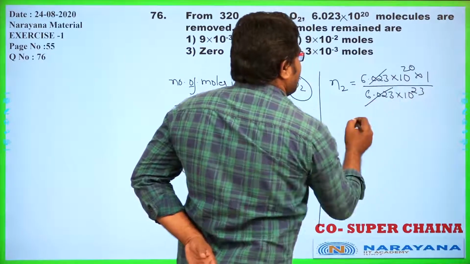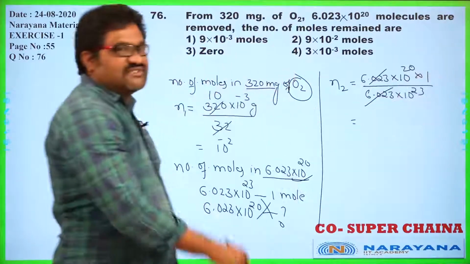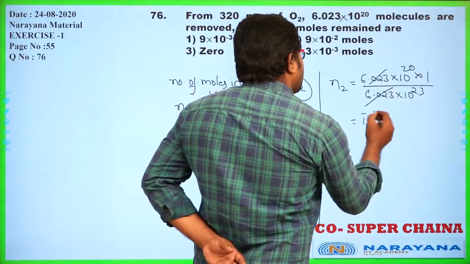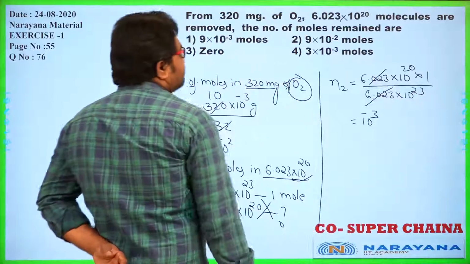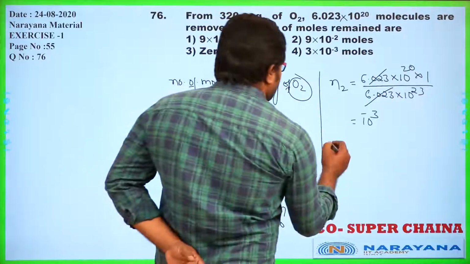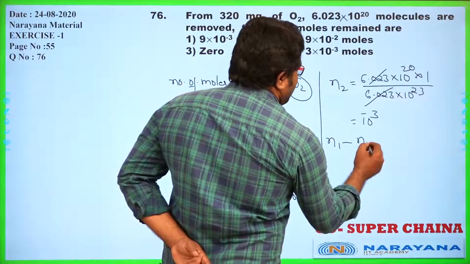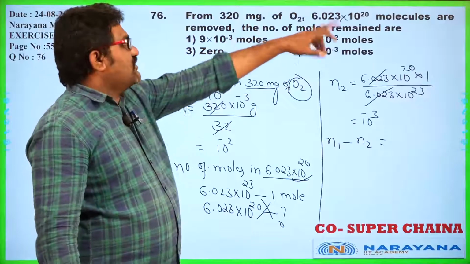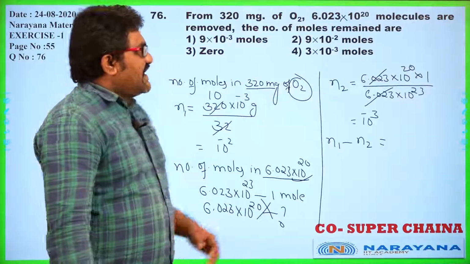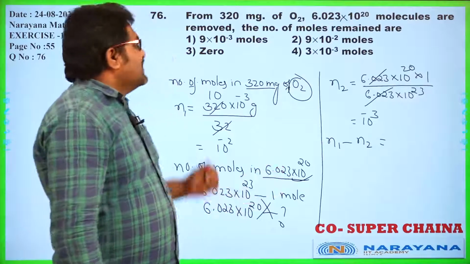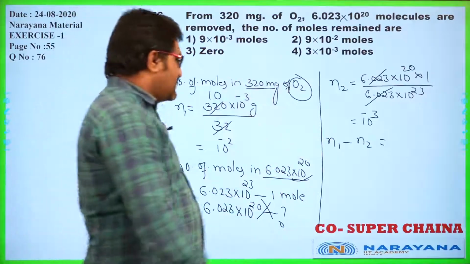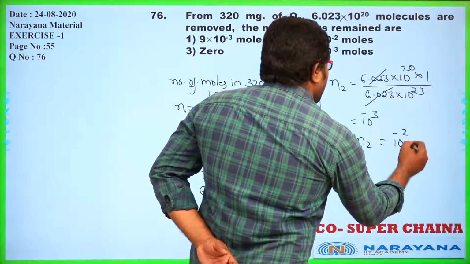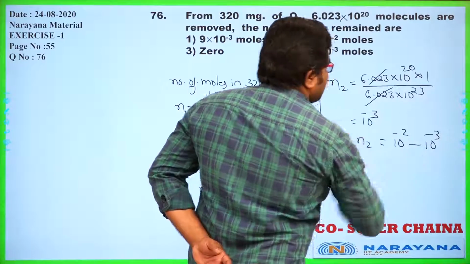Is it right? Yeah. The 10 power 23, when it goes to the denominator, becomes 10 power minus 23, and what remains here is 10 power minus 3. Now what is he asking? He is asking N1 minus N2. From 320 milligrams of O2, 6.023 into 10 power 20 molecules are removed, then the number of moles remaining. Here N1 is 10 power minus 2 and N2 is 10 power minus 3.